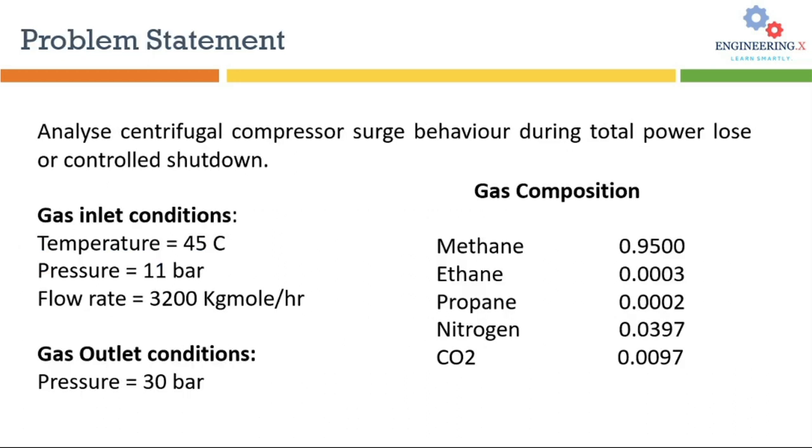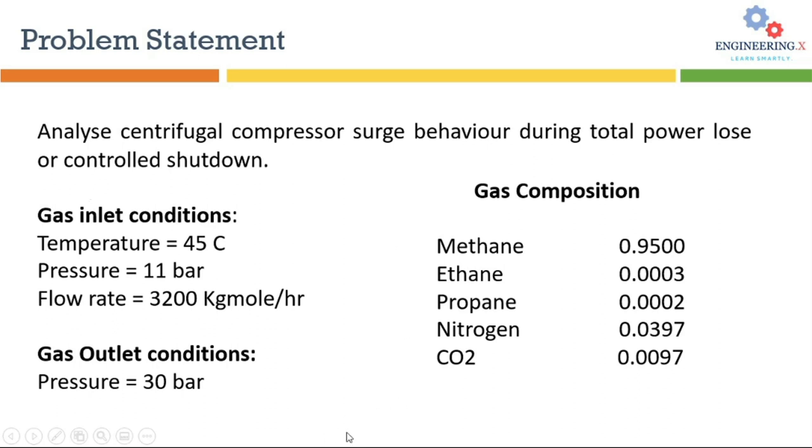Now we will analyze the surge condition of a centrifugal compressor in HYSYS during two different scenarios. One is if the compressor is running and then suddenly total power loss occurs, and the other is if we are just shutting down the plant in a controlled way. In these two conditions, our compressor is going to work on these inlet and outlet conditions, and we will see how it behaves during total power loss and during the controlled shutdown scenario.